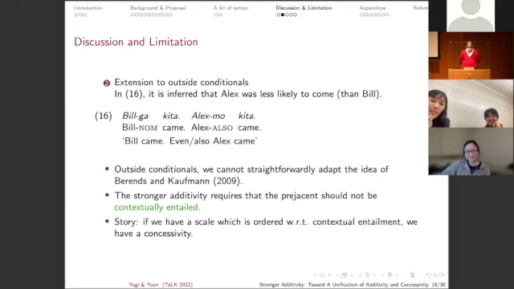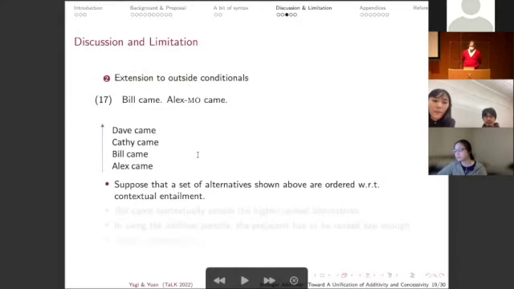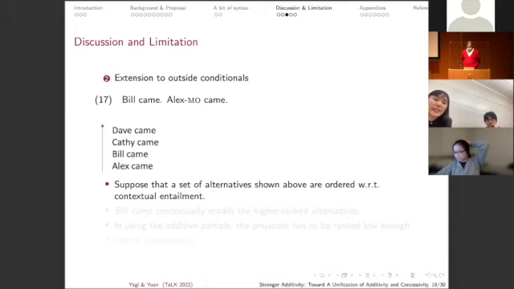And with respect to your second one, you're saying you're not very sure about additive particles outside of conditionals, whether they have to do with the scale, right? Yeah, I don't see why the use is related to concessive. Oh yeah, so for example, we say Bill 来了, Alex 也来了. In principle, Alex doesn't seem to be more likely to come than Bill. So surprisingly, Alex 也来了. So I can see how concessive it is.